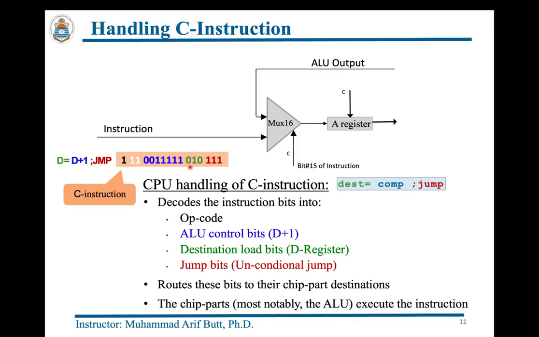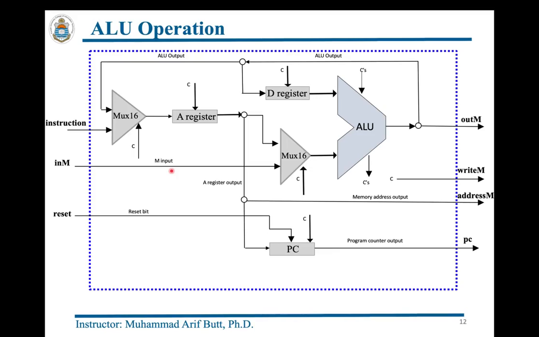Well, the next 3 bits shown in green are the destination bits, and this combination of 0, 1, 0 means load the D register. And finally the last 3 bits shown in red are the jump bits, and all ones means an unconditional jump. Now the task of the CPU designer is to route these bits to control inputs of appropriate chip part destinations, and these control inputs are labeled C with every component on this slide as well.